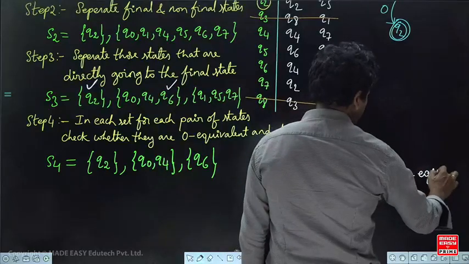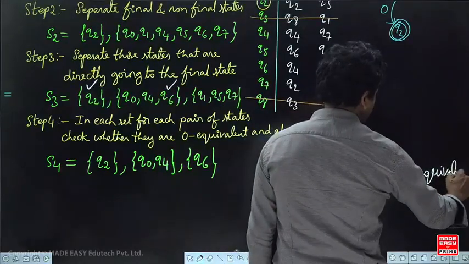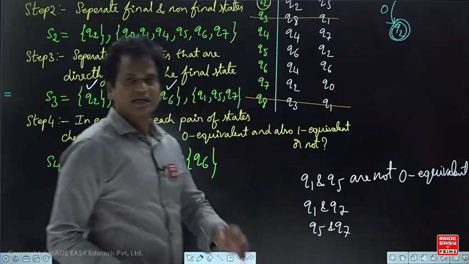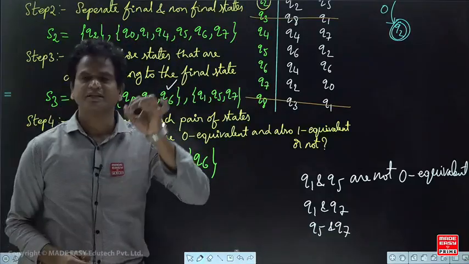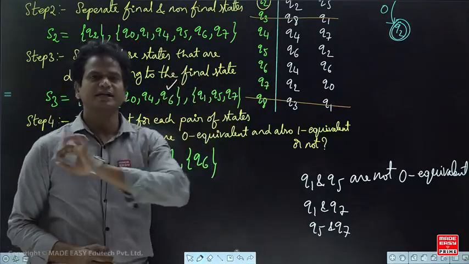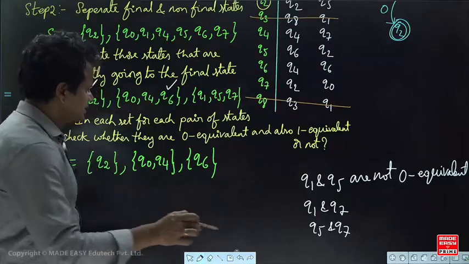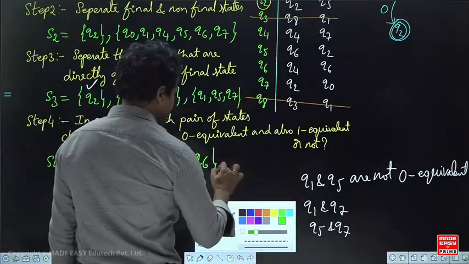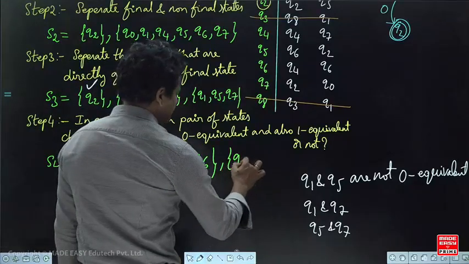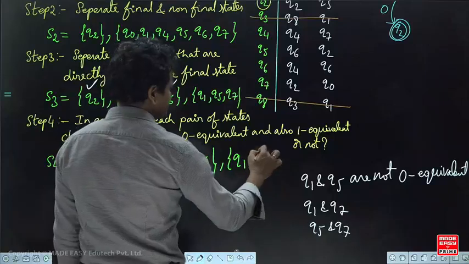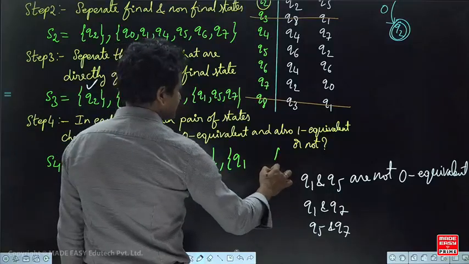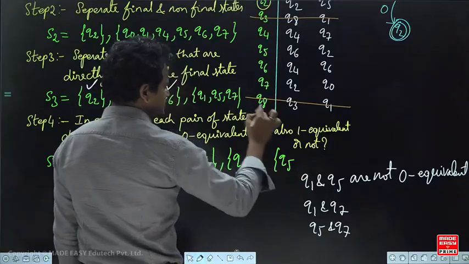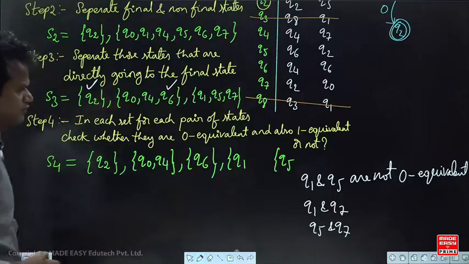When they are not 0 equivalent, you need not check for input 1. If they are 0 equivalent, then only we will check for input 1. If they are not 0 equivalent, initially we separate here. You need not check for 1. So I am separating Q1 and Q5. I have separated Q1 and Q5.